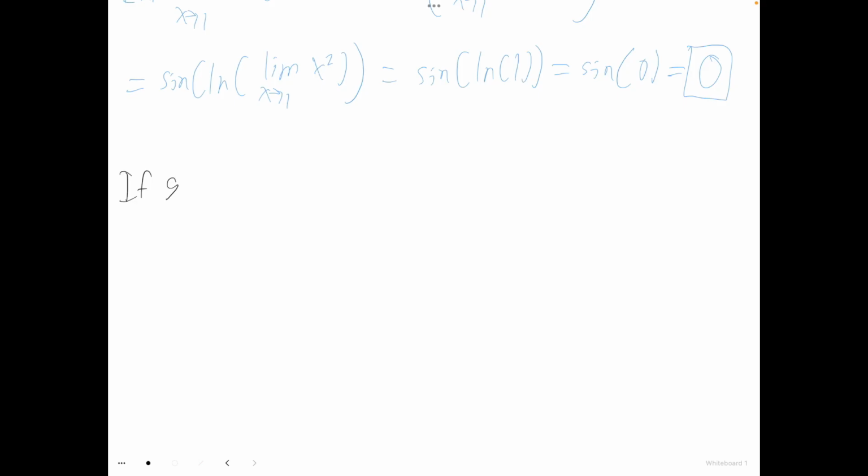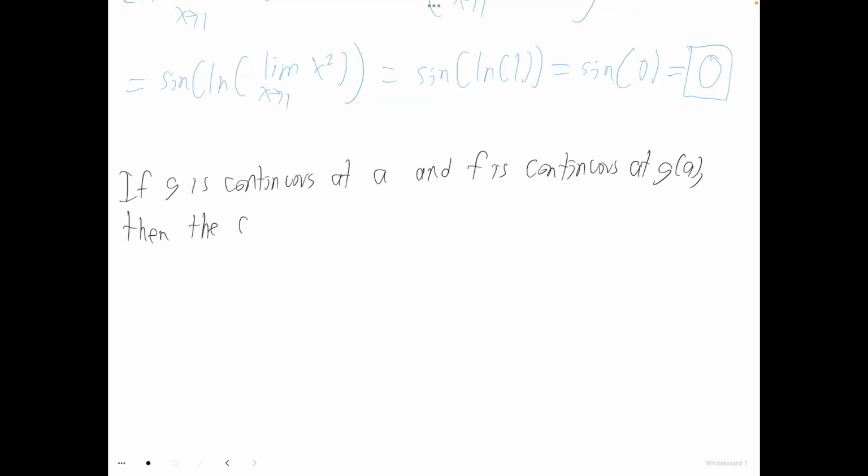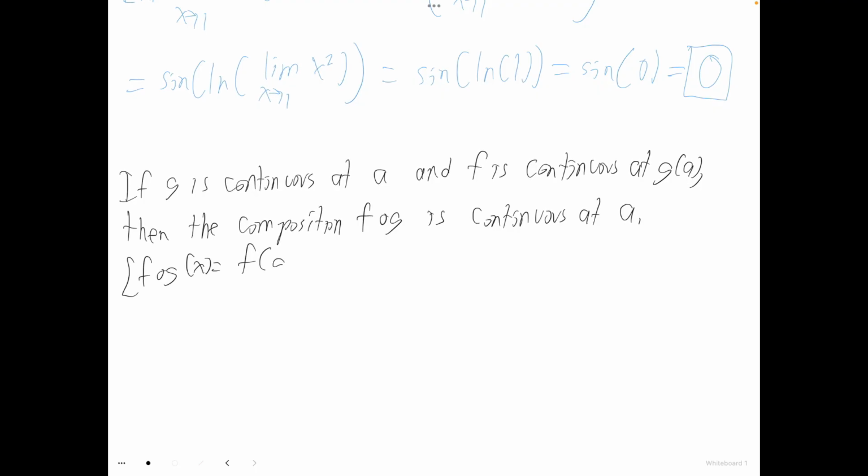And so if g is continuous at a and f is continuous at g of a, then the composition f composed with g is continuous at a. And just as a reminder, f composed with g of x is f of g of x. Just as a reminder of how we write down compositions of functions.